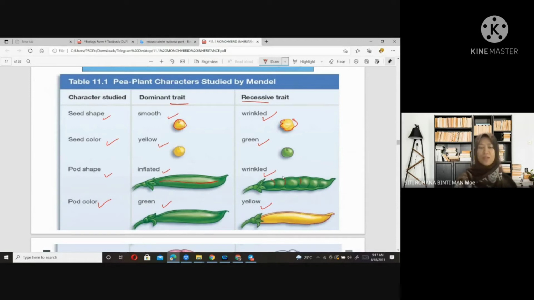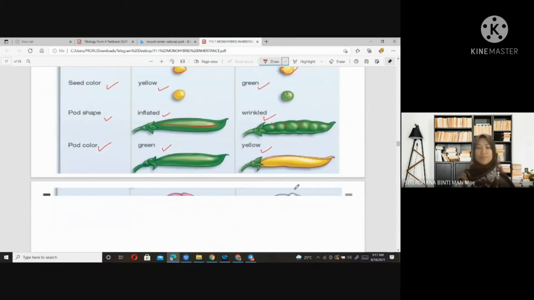Okay. So, sama je dengan manusia. Awak tengok dominant trait, recessive trait. For example, ability to roll tongue. Ability to roll tongue bukan semua orang boleh. Dominant trait adalah able to roll tongue, boleh gulung lidah. Okay, recessive trait tak boleh gulung lidah. Tak ramai yang tak boleh gulung, rata-rata boleh. Kau nampak? Okay.